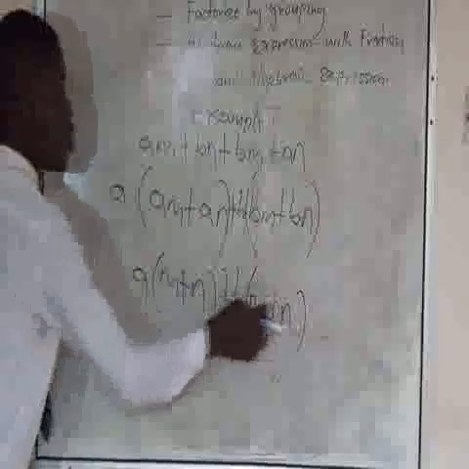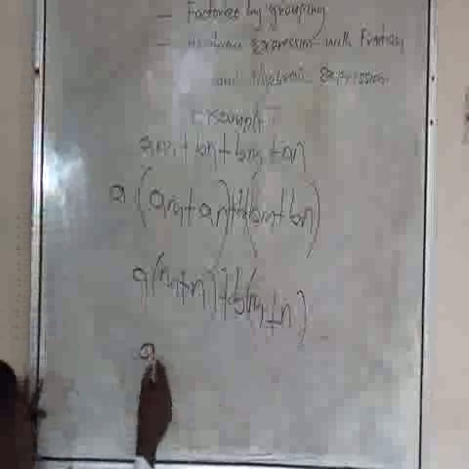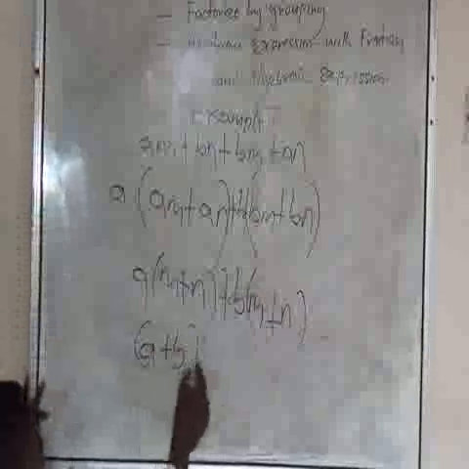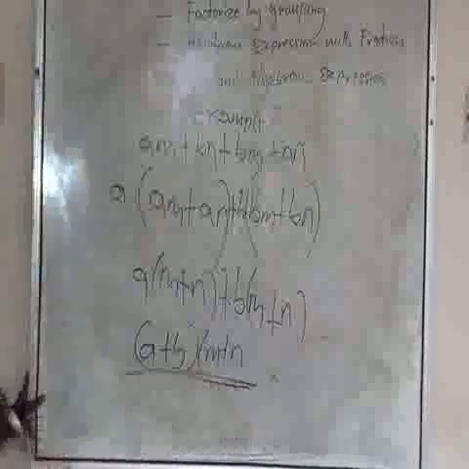So these two brackets must be the same. Then we bring it out. A plus B bracket m plus n. That's the final answer. We have factorized by grouping.